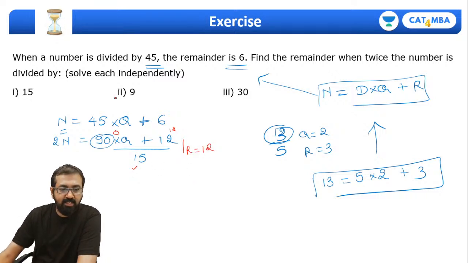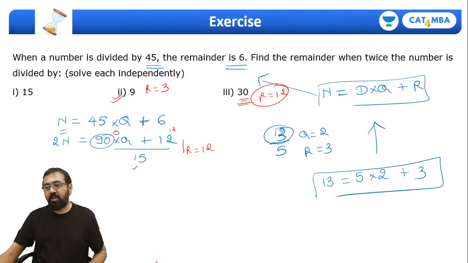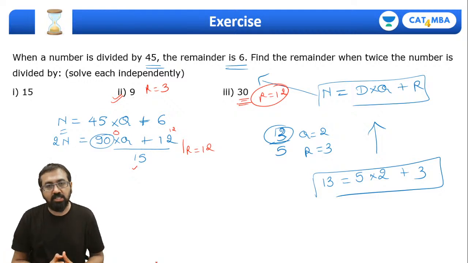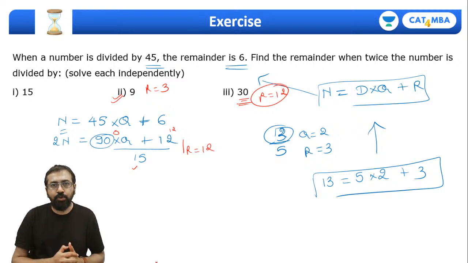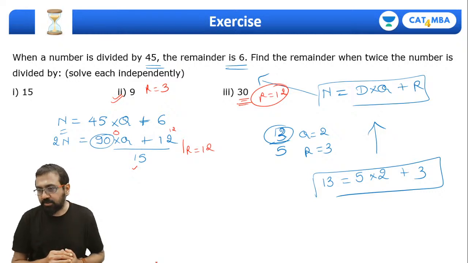Okay, same way, let's try for this one. Again, 90 divided by 9, remainder is 0. So 12 divided by 9, what will be the remainder? It will be 3. Now if you divide this number by 30, what will be the remainder? Again 90 is completely divisible by 30, right? So 12 divided by 30, remainder will be 12 itself. I hope you have understood this once again. In case you didn't get it, you can revisit this video and I'm sure you will understand. It is just this concept.